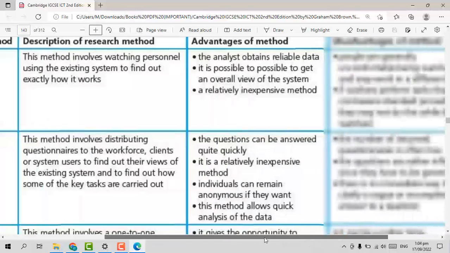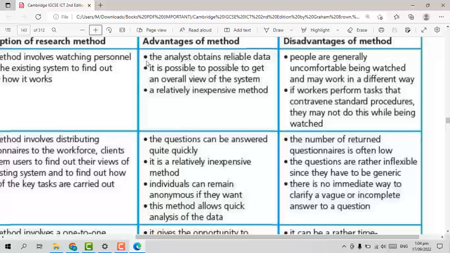The analyst obtains reliable data. While observing, the analyst obtains reliable data, data that the analyst can rely on. It cannot be incorrect because he observed it, he saw it with his own eyes, right? So it's considered reliable data. It's possible to get an overview of the system, an overall view of the system.